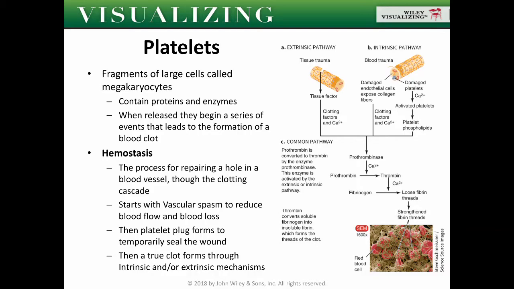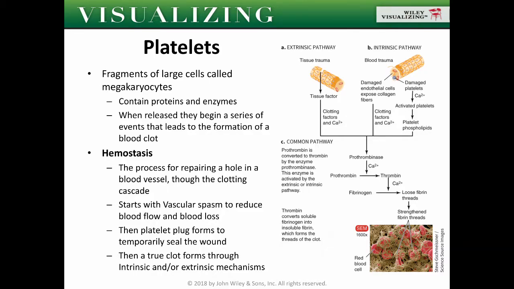Okay, so aside from the red blood cells, we also have the third formed bodies, the formed components of the blood, which are the platelets. They are fragments of large cells called megakaryocytes, so they contain proteins and acids. They're actually one of the smallest cells in the body. When released, they begin a series of events that leads to the formation of a blood clot.